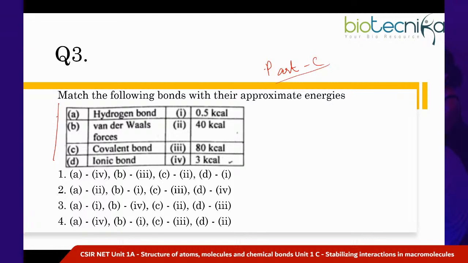Yes, very good, Anupam. So it will be covalent bond, isn't it? So covalent, you can see out of all these energies, 80 is the highest. So covalent bond will be with 80 kilocal.